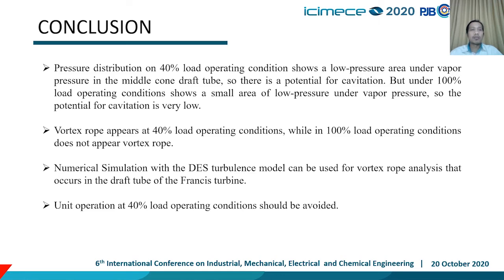Vortex rope appears at 40% load operating condition, while in 100% load operating condition no vortex rope appears. Numerical simulation with the k-epsilon turbulent model can be used for vortex rope analysis that occurs in the draft tube of the Francis turbine. Unit operation at 40% load operating condition should be avoided.